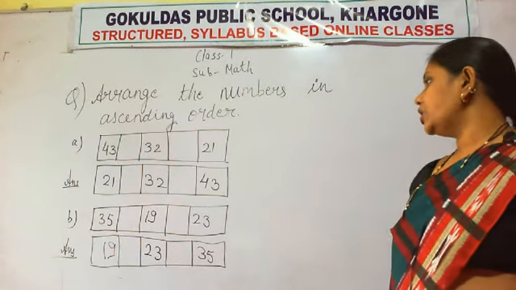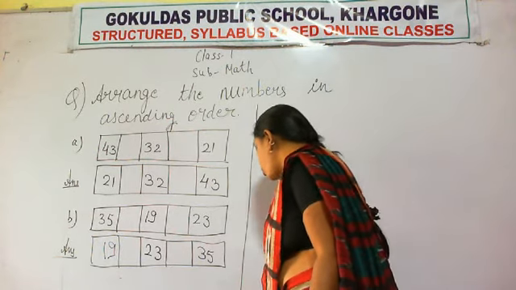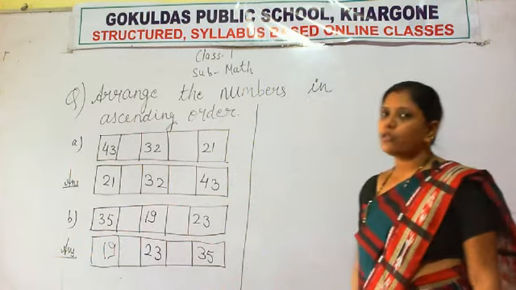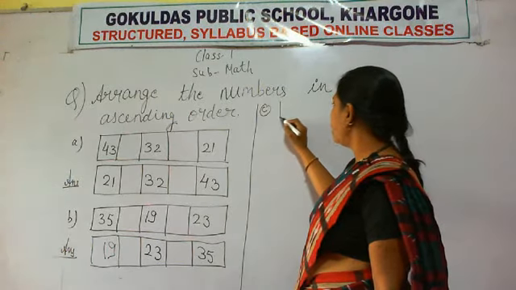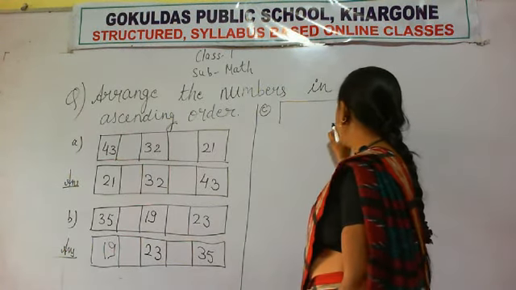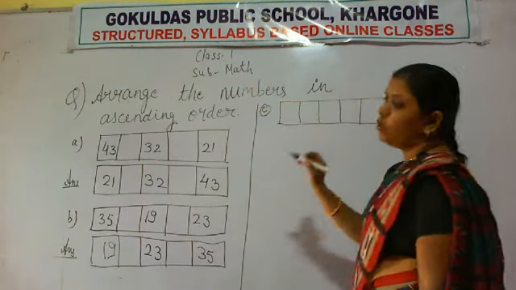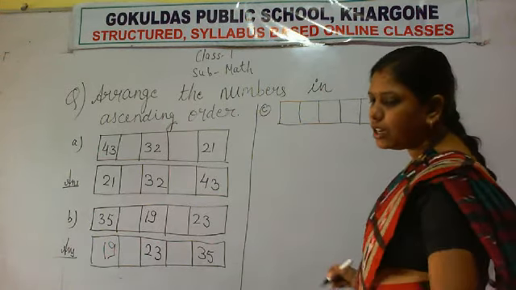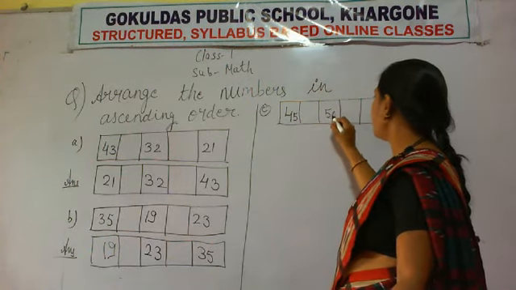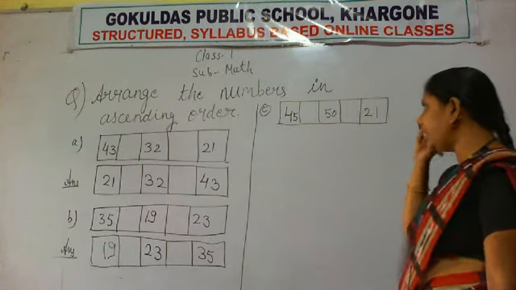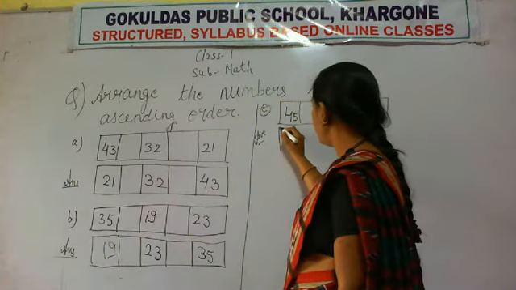Now the next question, C. Here I am writing. If you have space in your notebook, you continue your work from the same page. If you don't have space, then you also take a new page. But if you have space, you write from the same page. The numbers given are 45, 50 and 21. Let's arrange these numbers also in ascending order.